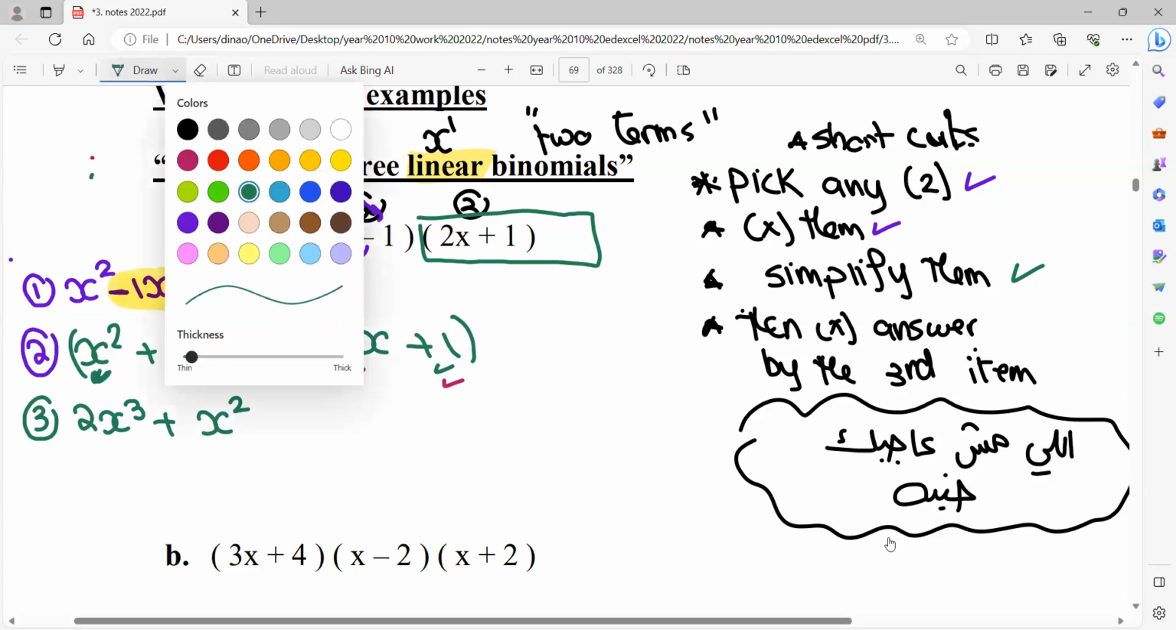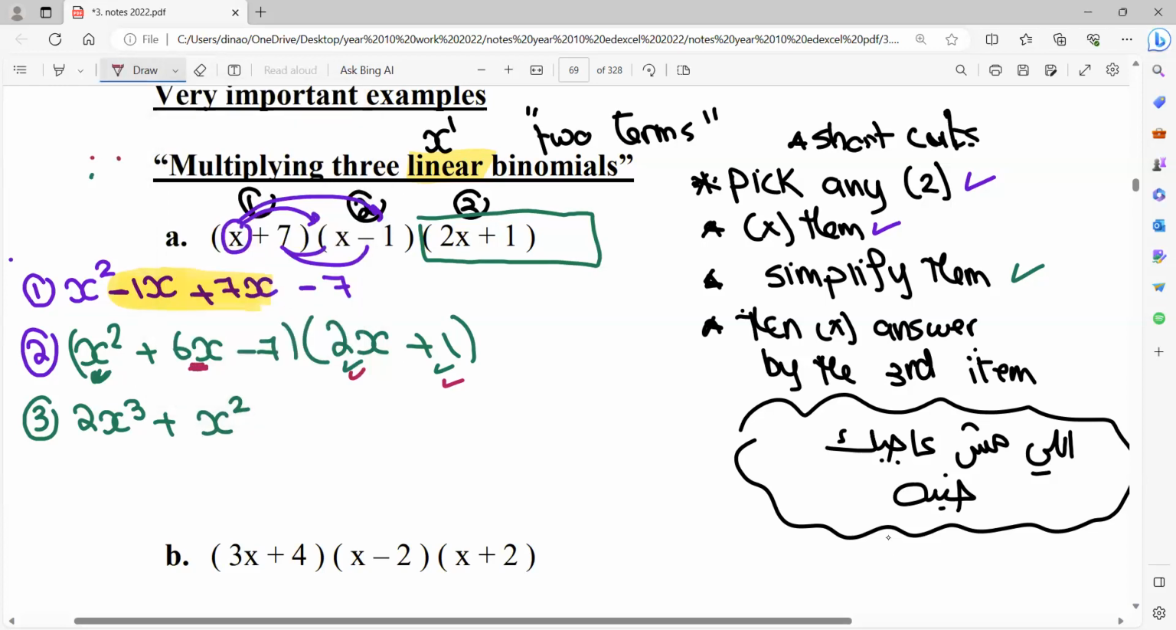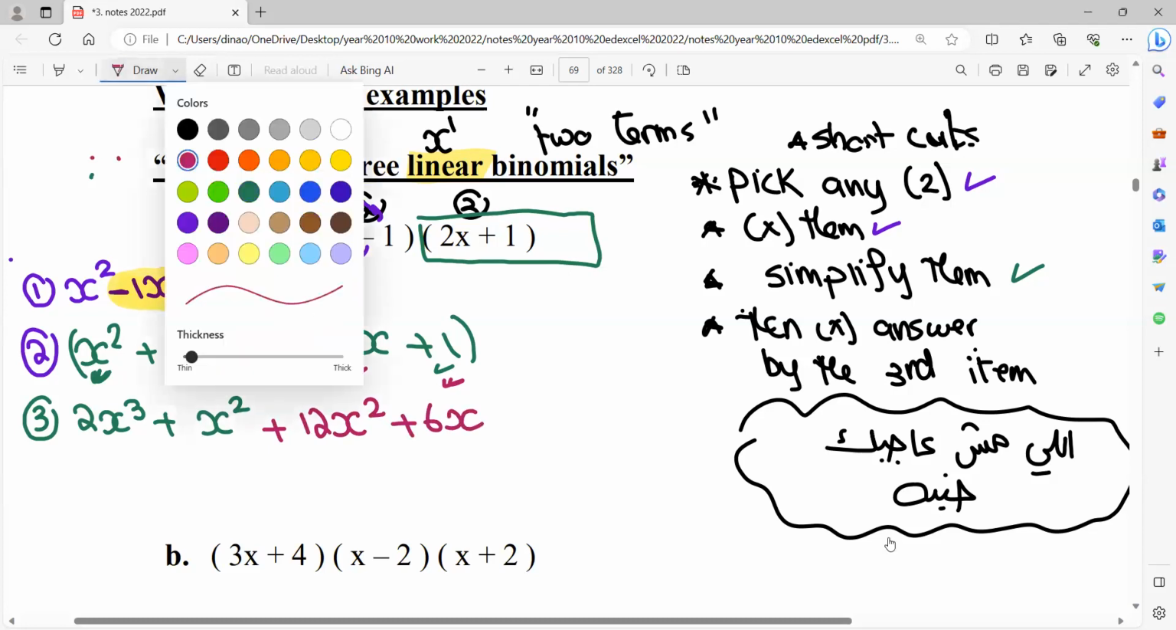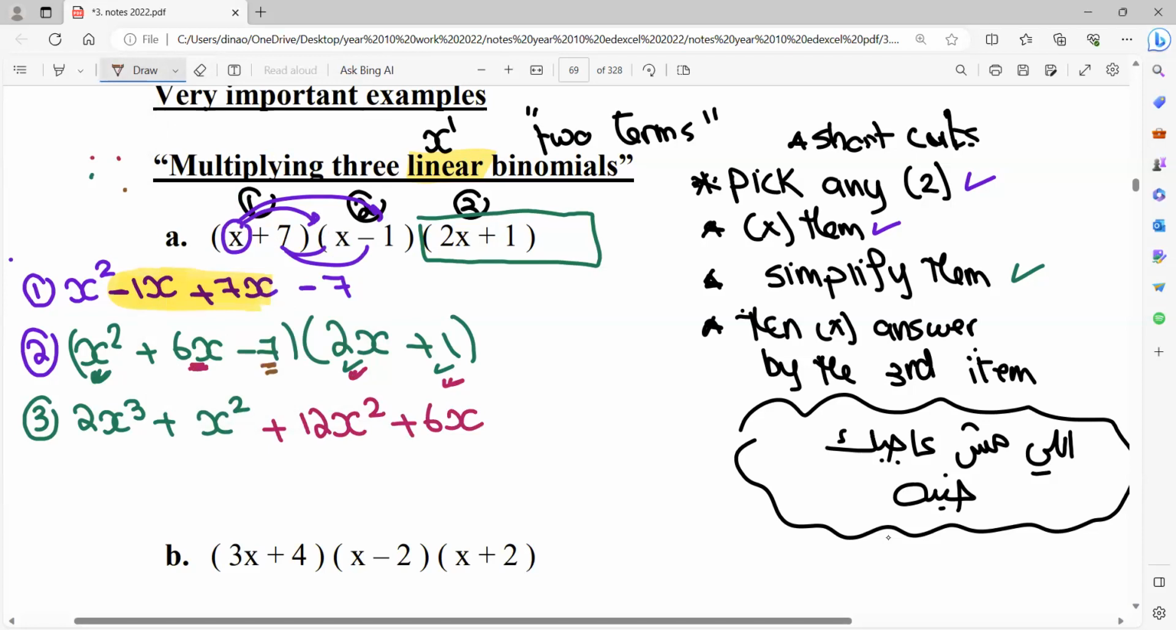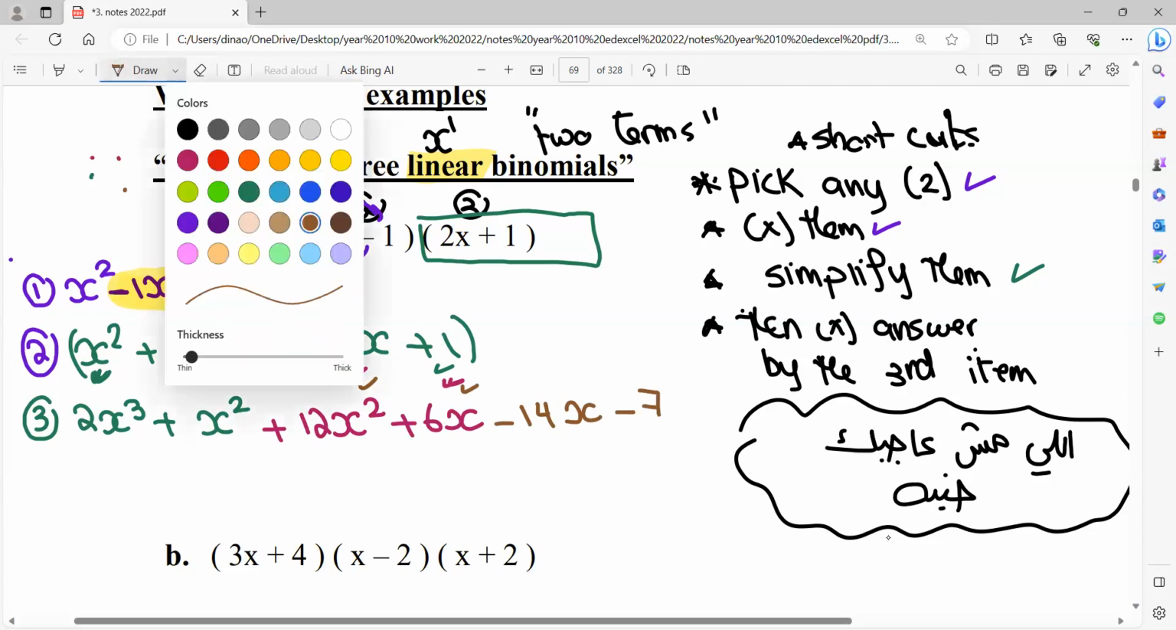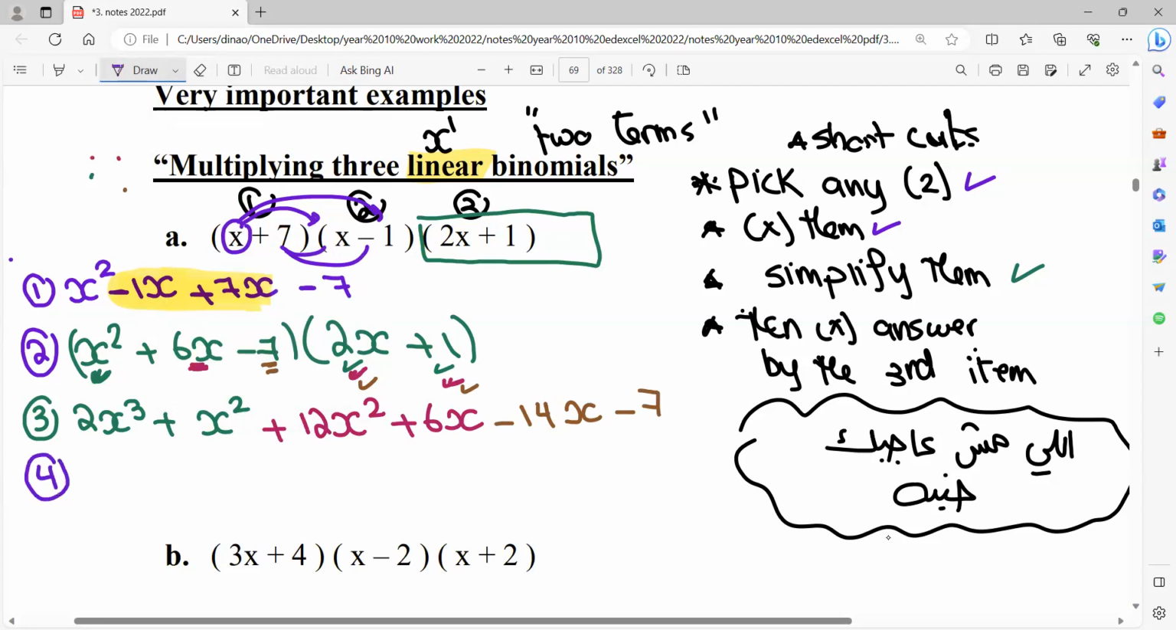And then take the second term, multiply here, multiply there. 6x times 2x is 12x power 2. 6x times 1 is positive 6x. And then move on to the last term, which is -7. Multiply here, multiply there. -7 times 2x is -14x. And then -7 times positive 1 is -7. Okay? By the way, these questions are easy. They may just be a bit long, but it's super easy.